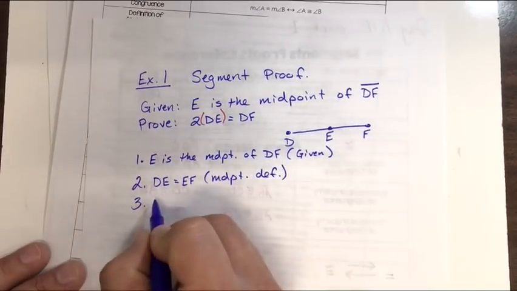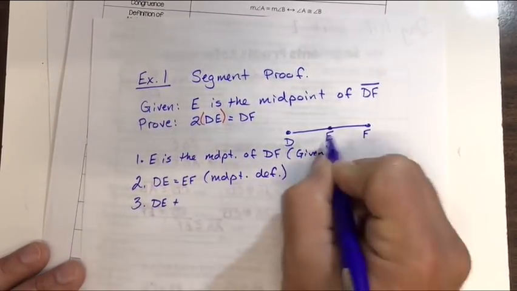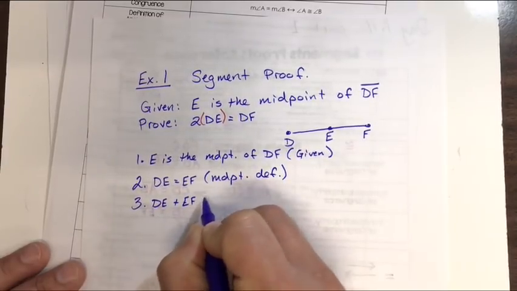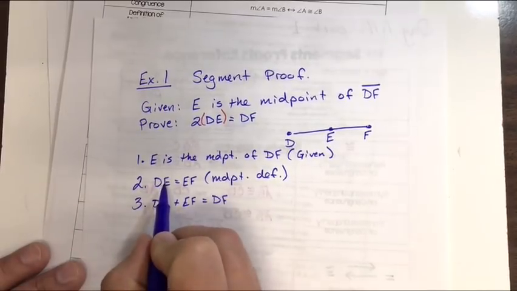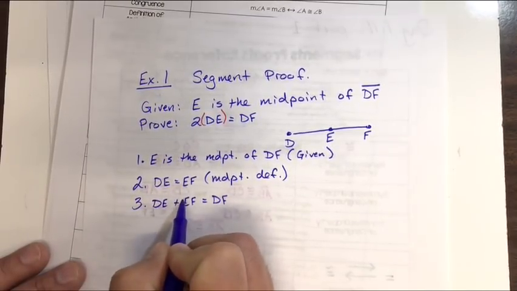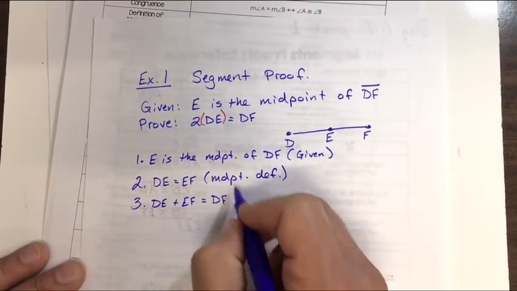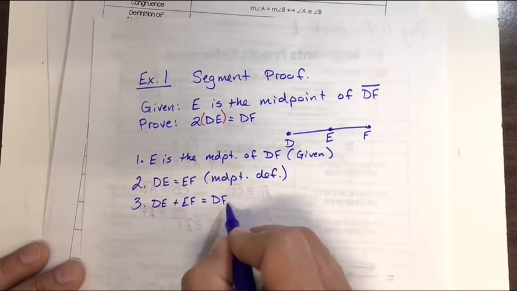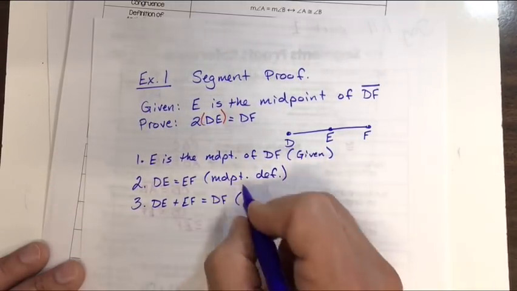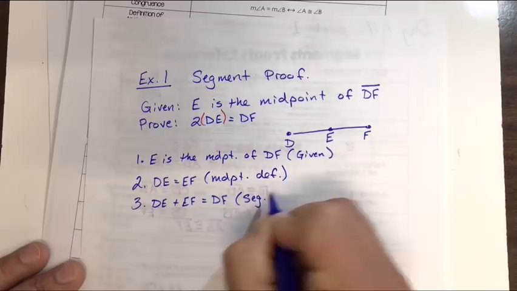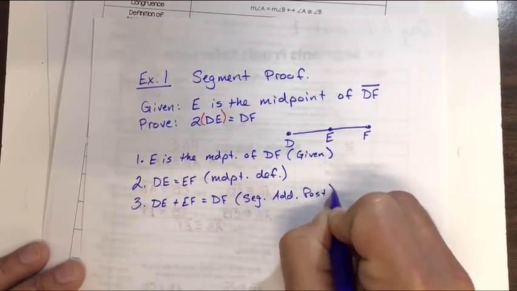But I'm going to fill in these expressions. DE is the first part, plus EF is the second part, and that has to equal the whole thing, DF. Now, if you'll look at this, I'm using DE and EF again, and since they are equal to each other, I could use substitution in a minute. But for right now, I'm just going to explain where I got this equation, and that is from my segment addition postulate, or part plus part equals whole. So I'm going to call that seg add post, segment addition postulate.